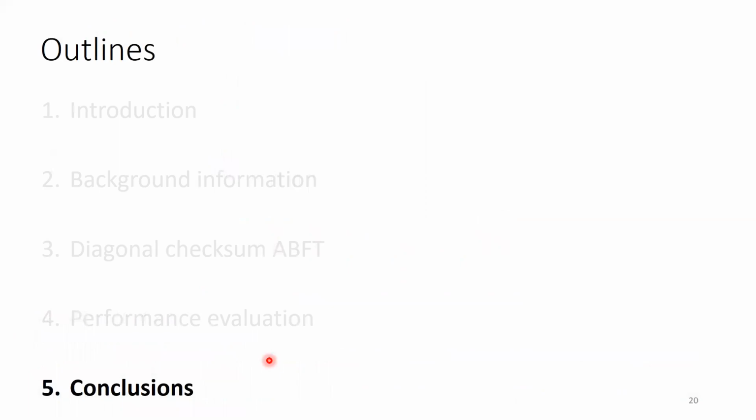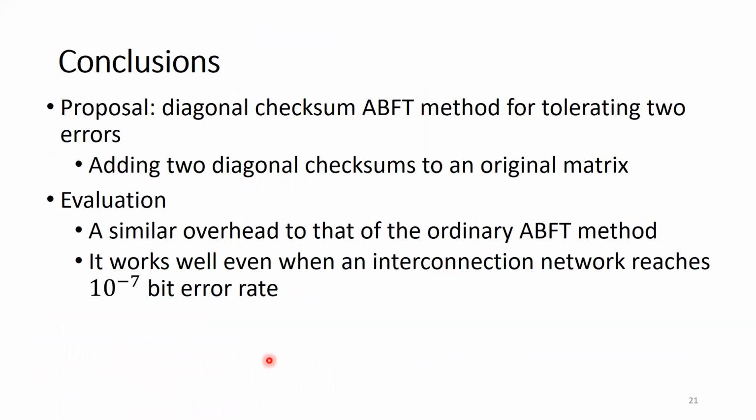The last part is the conclusion. We propose a diagonal checksum ABFT method for tolerating two errors by adding two additional diagonal checksums to an original matrix. The overhead of the diagonal checksum ABFT method is similar to ordinary ABFT method. It works well even when an interconnection network reaches 10 to the power of -7 bit error rate.